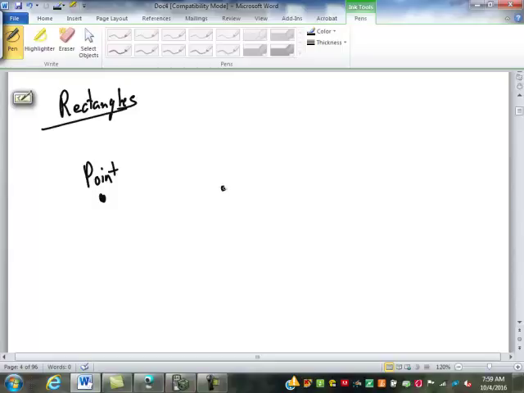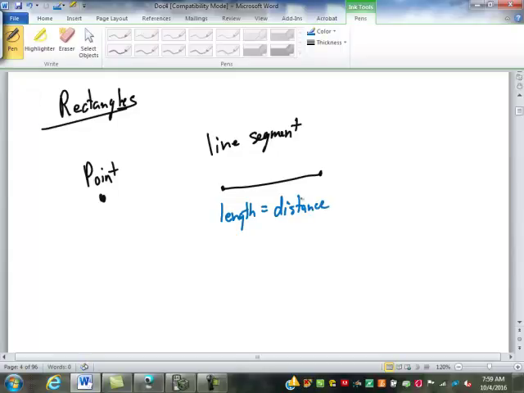If I take that point and I pull it in a single direction, I've created a line segment. Now, quite often in practice, we refer to this as a line, but a true line goes on forever in both directions. So in practical applications, a true line really isn't plausible. A line segment is generally what we're interested in. Now, the length of that segment, as we said before, is just equal to the distance that we move the point. So length and distance are really equivalent.